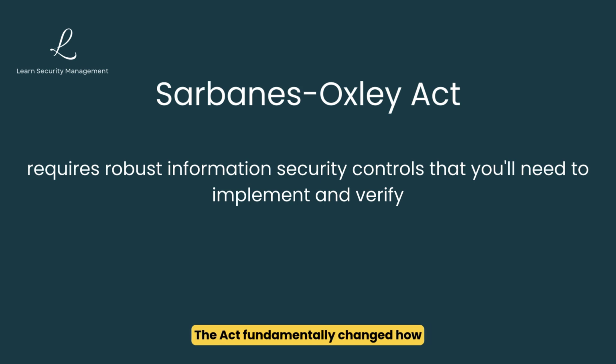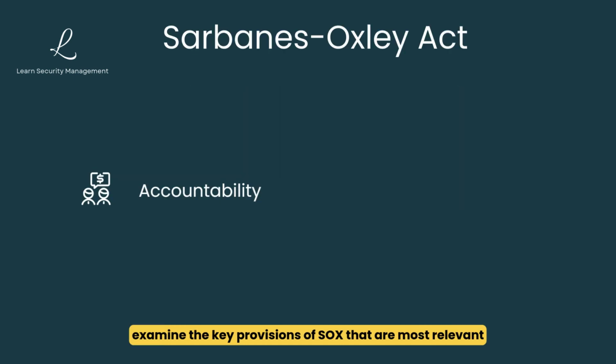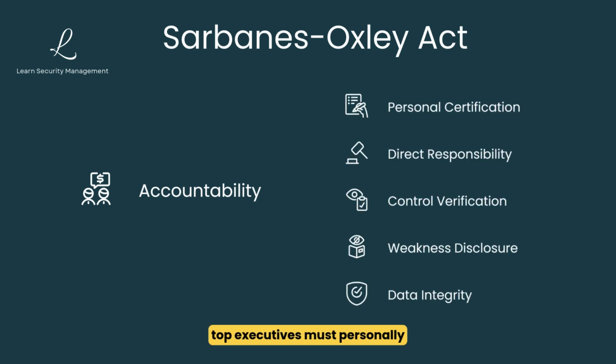The Act fundamentally changed how organizations safeguard financial data, making it a critical topic for both your CISSP exam and your professional practice. Let's examine the key provisions of SOX that are most relevant for cybersecurity professionals. First is executive accountability for financial reporting. There are various aspects to this. The top executives must personally certify the accuracy of financial reports. This means they sign documents declaring the information is complete and accurate.